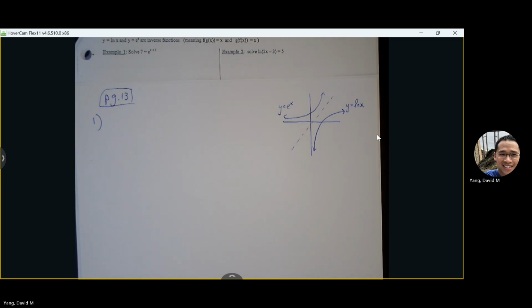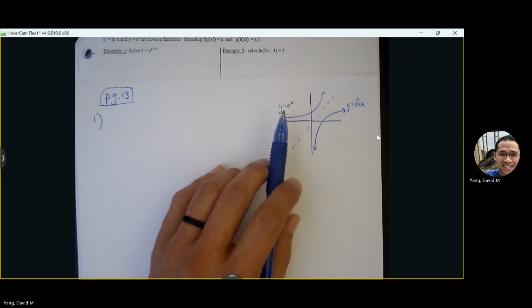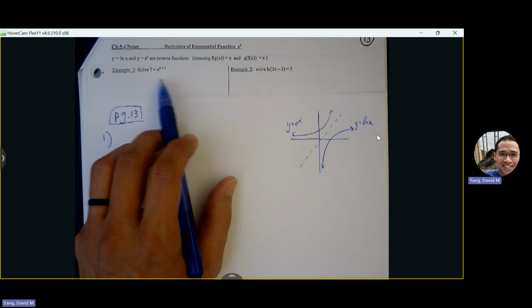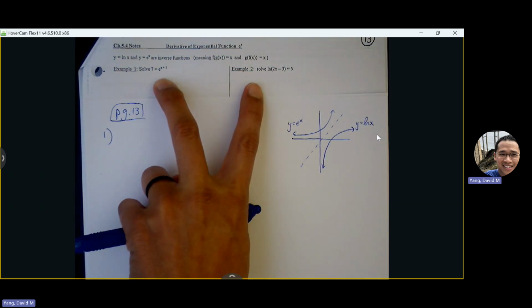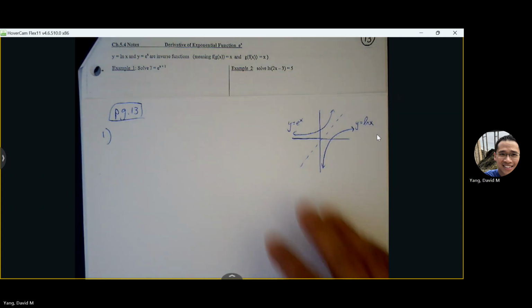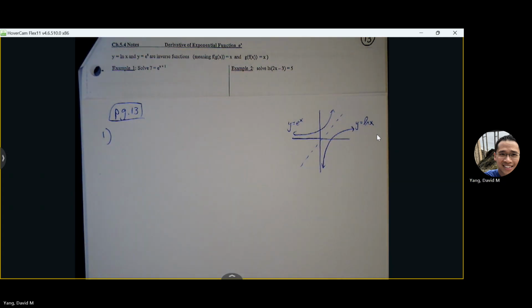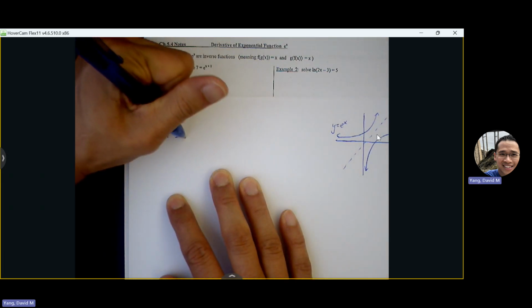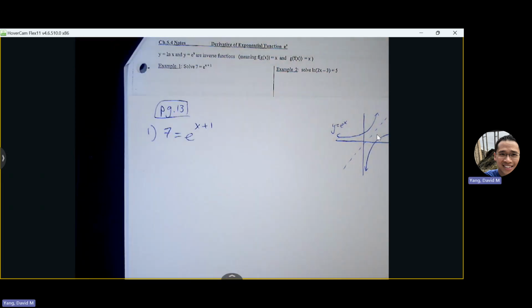In examples 1 and 2, we're just going to practice solving exponential and log functions from an algebraic perspective, and then we'll move into the derivative for the exponential function base e. So number 1, we have 7 is equal to e to the x plus 1.